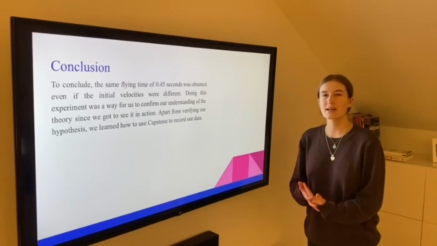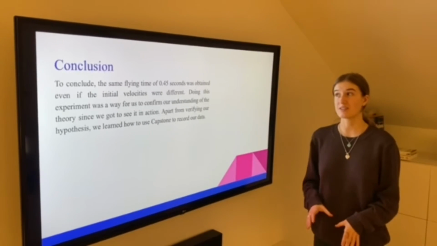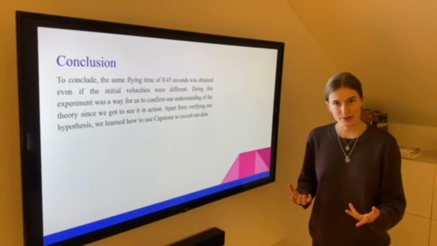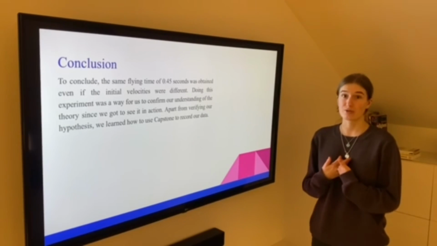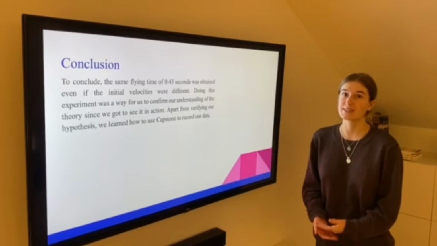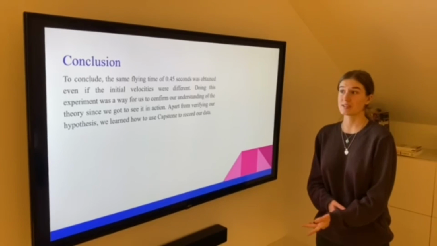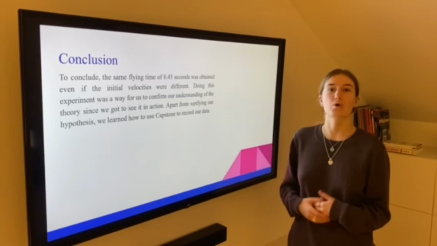To conclude, the same flying time of 0.45 seconds was obtained even if the initial velocities were different. Doing this experiment was a way for us to confirm our understanding of the theory since we got to see it in action. Apart from verifying our hypothesis, we learned how to use Capstone to record our data.